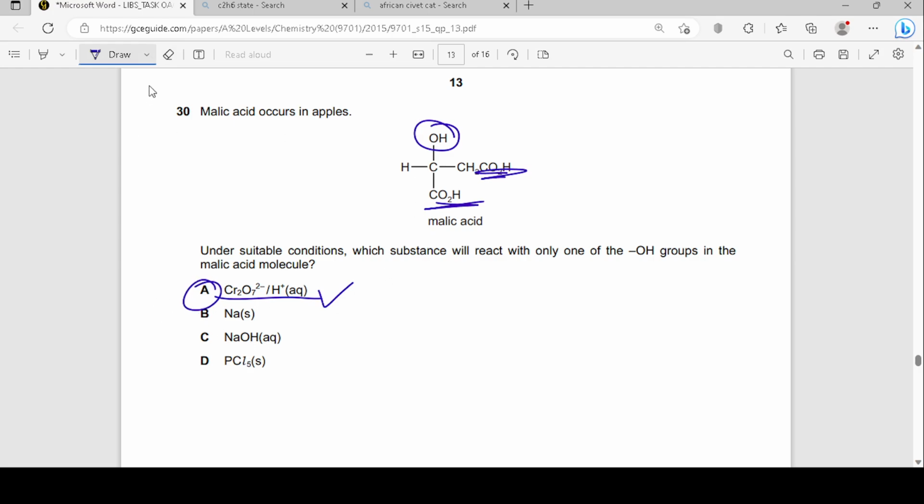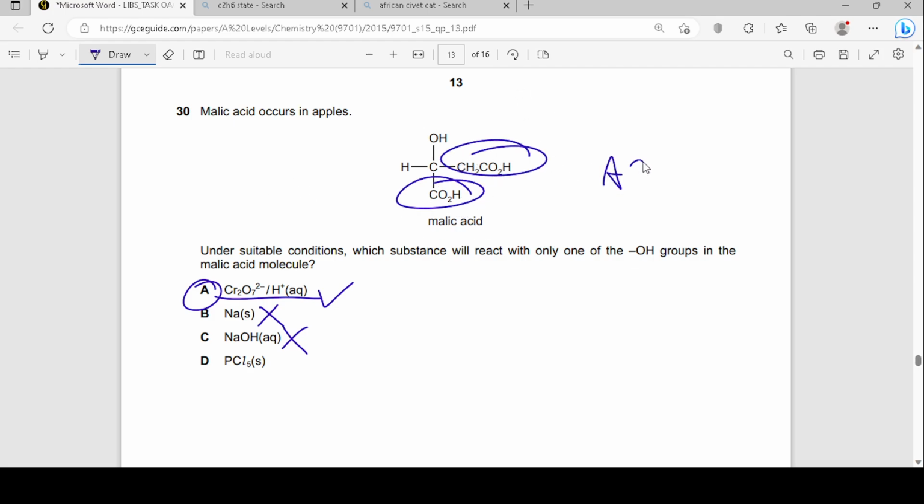Let's look at Na. Na would react with all three of them. It reacts with alcohols as well as carboxylic acids, right? So B is definitely not the correct answer. NaOH would react with both the carboxylic acid groups, right? So that is also not the correct answer because they said only one. We didn't specify only one type, they said only one. So PCl5. PCl5 would react with again both of the carboxylic acid groups.